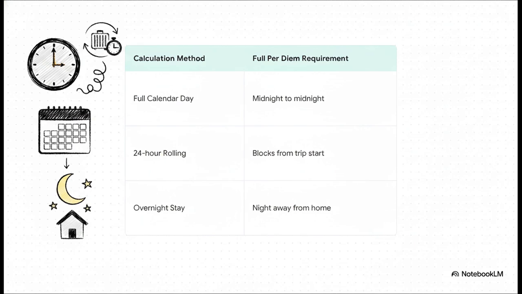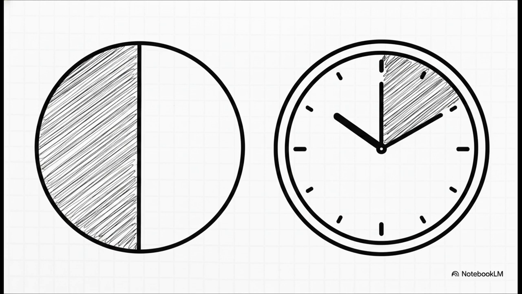First is full calendar day, which means the employee has to be away from midnight to midnight. Then there's the 24-hour rolling period, which calculates full days in strict 24-hour blocks starting the exact minute they leave. And finally, overnight stay, which grants a full per diem simply if the person spends a night away from home and hits a certain minimum hour requirement.